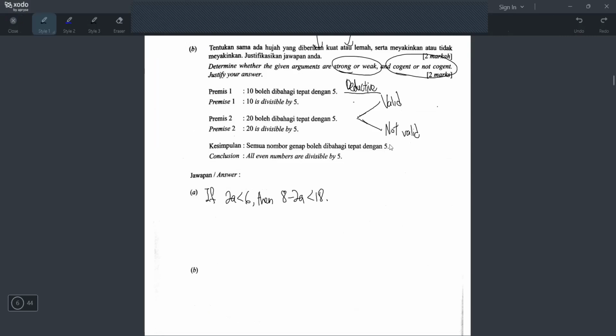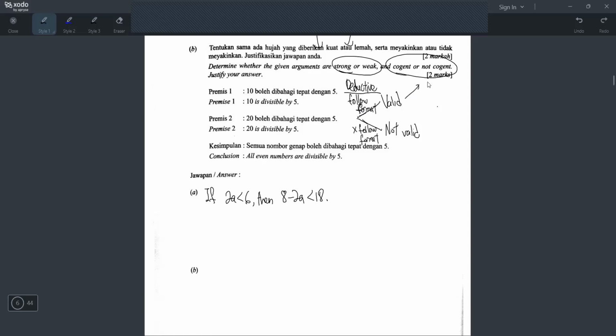So if deductive, they'll ask you valid or not valid, right? So how to know whether it's valid or not valid? If it's valid, it means it has to follow the format. So I'll just write here, follow the format. And there are 3 formats you have to memorize, by the way. So if they do not follow the format, so I'll just write here, does not follow format, then we say it's not valid, right?